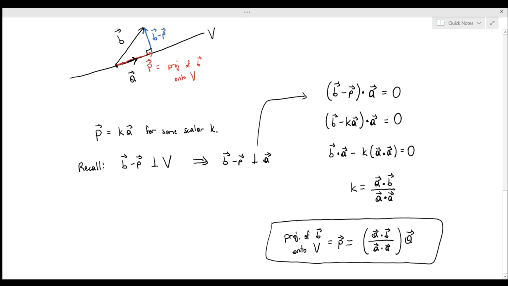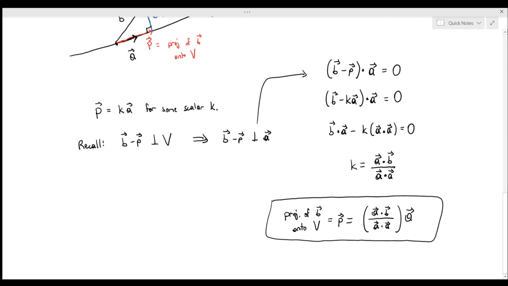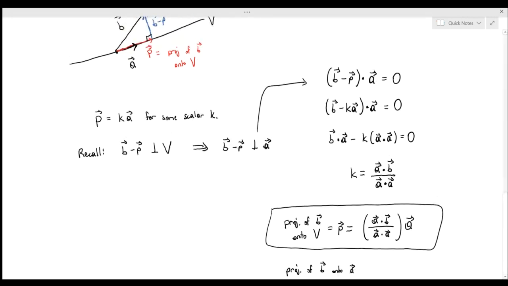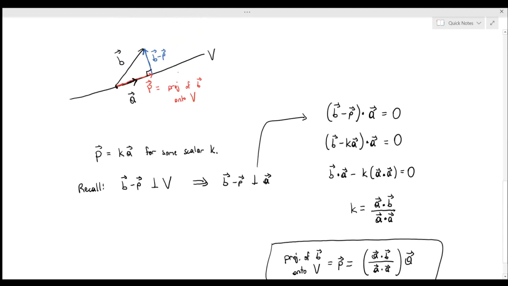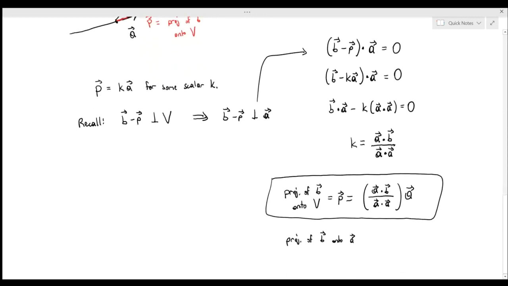All right. Now, for those of you who took 2419 or 2415, you've seen this formula before. This was a formula for the projection of B onto vector A. So here in 2418, we see that it's not just the projection of B onto the vector A. It's really more projecting B onto the line which is spanned by the vector A. Okay.